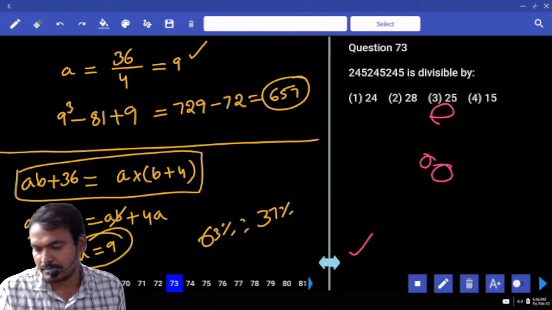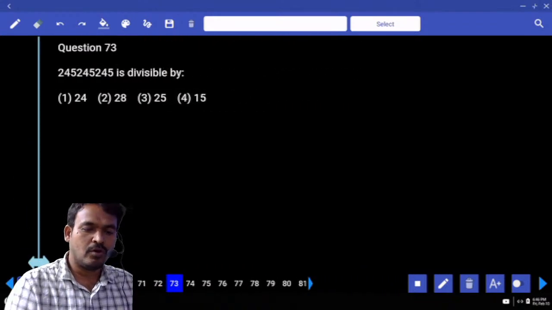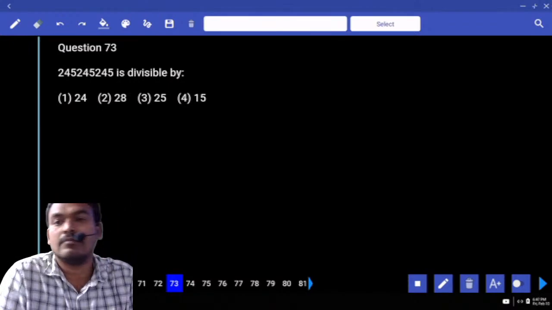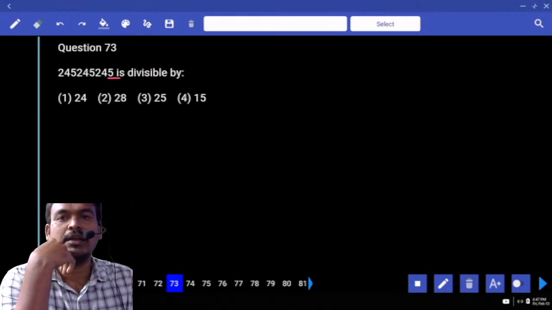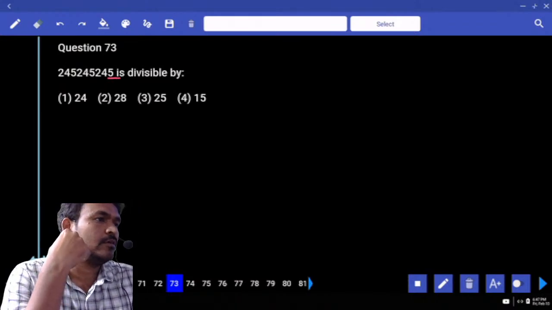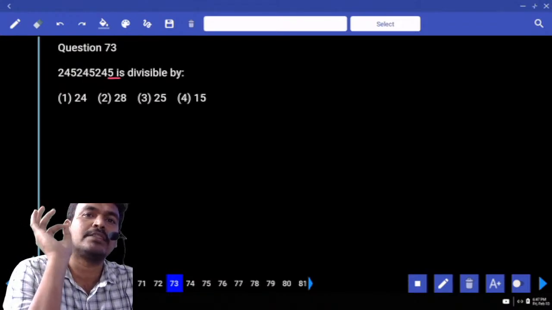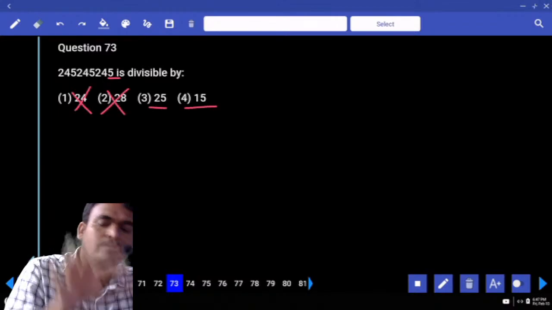Next, 73. 24524, 5245 is divisible by which one? What is the end value? 5. How many options end with 5? 2 options. If it must be divisible by a certain number, that number must end with 5. How many options end with 5? 2 options. Okay.